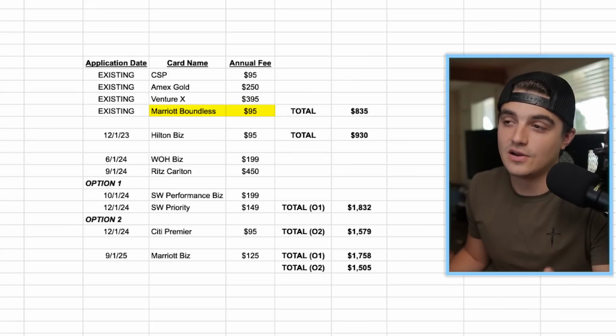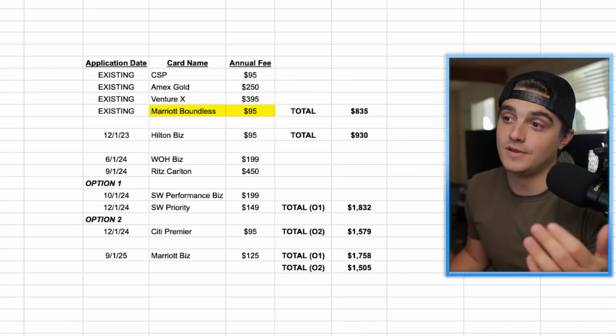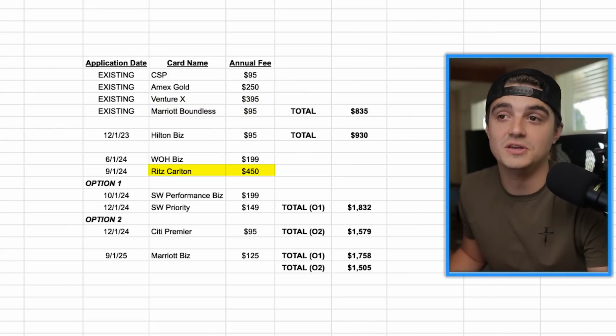At least that's the plan for now, but I may have to wait a couple months after that, depending on when I hit the welcome bonus and stuff like that. But moral of the story, this annual fee doesn't necessarily matter because I'm going to be getting rid of it in place of a $450 annual fee as of next year.